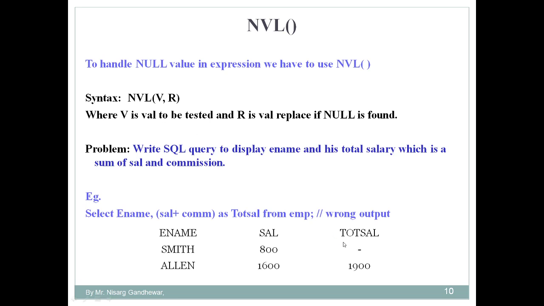The solution is very simple. We know that for Smith the commission value is null, so in that case we have to replace that value with 0. Why? Because if we add 800 plus 0, we get a total salary of 800. If we add null to 800 we get null, but if we add 0 to 800 we get 800. So to overcome this problem we are going to make use of the NVL function.